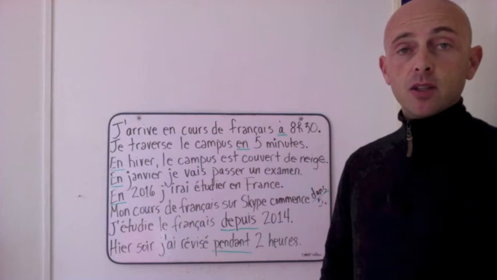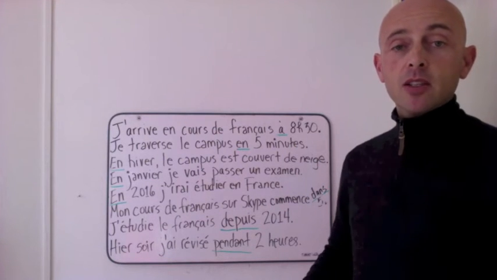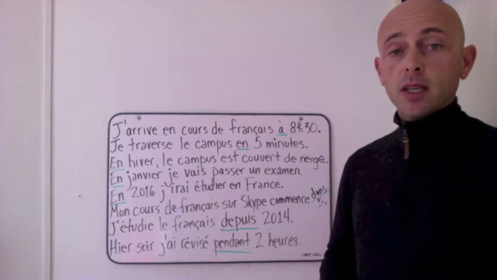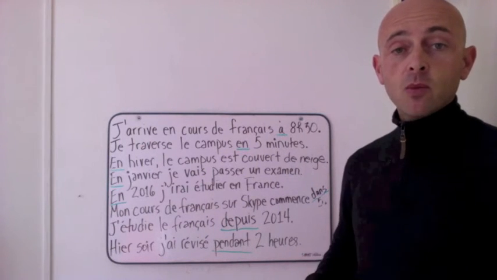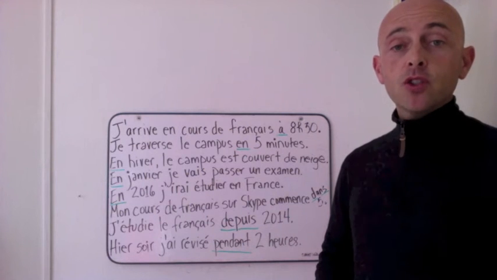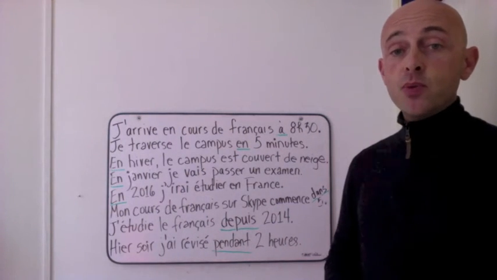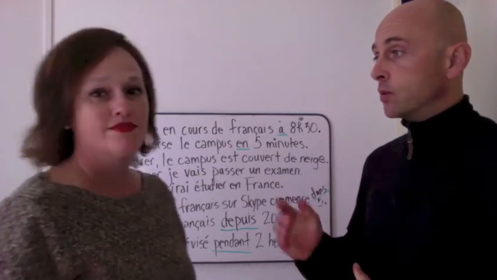And then finally, the preposition pendant. Hier soir, j'ai révisé pendant 2 heures. Last night, I worked or I studied for 2 hours. So watch out, don't translate it by pour in this particular example. I think, Jennifer, you talked to those guys about this earlier.